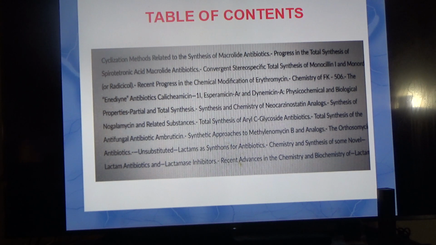You see here all the sections in that chapter, with different antibiotics, and methylenomycin is just one of them. Synthetic approach to methylenomycin. This is a very interesting book which you should read cover to cover.